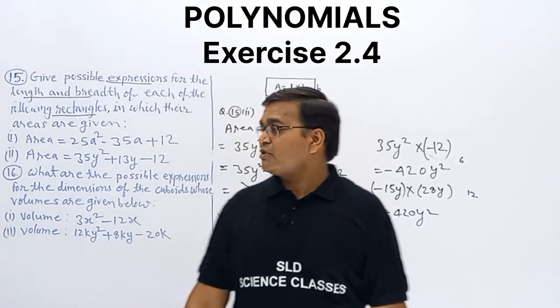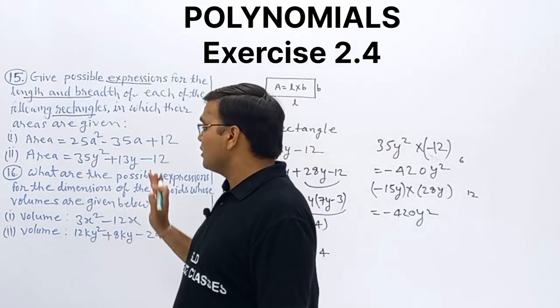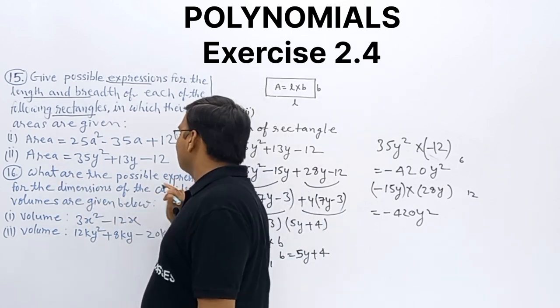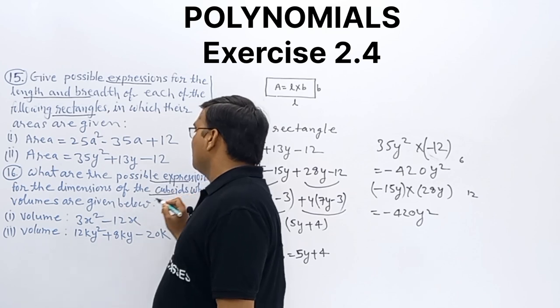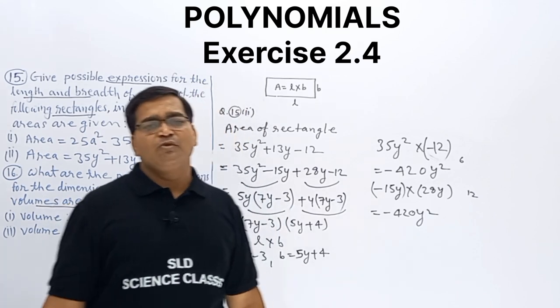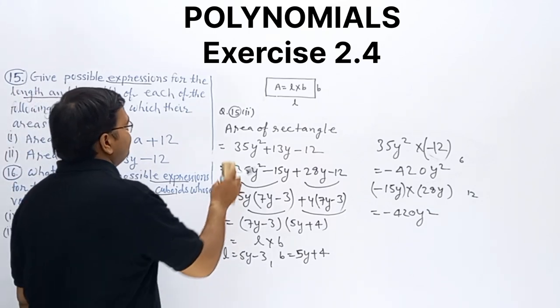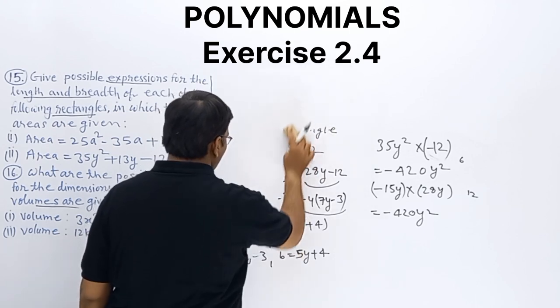Now observe question number 16. It is also having two questions. What is the question? What are the possible expressions? Again we want the expressions for the dimensions of the cuboid whose volumes are given below. Now first we should know what is the volume of a cuboid.